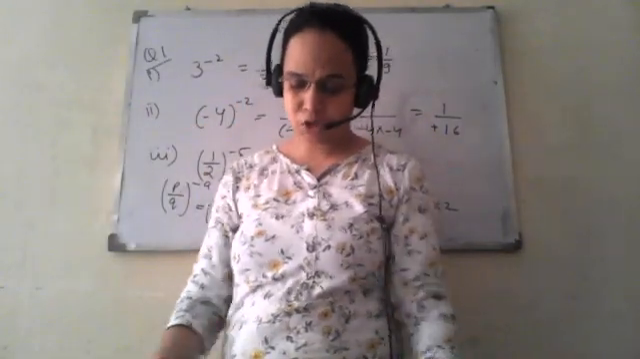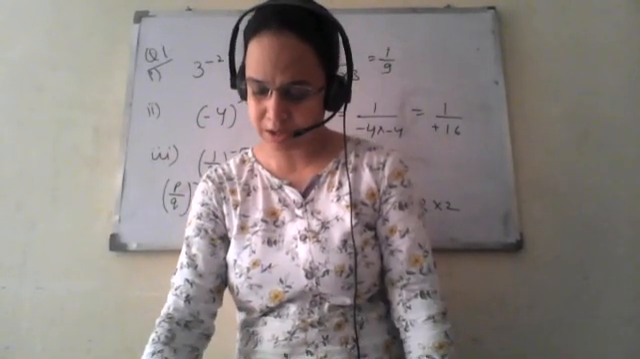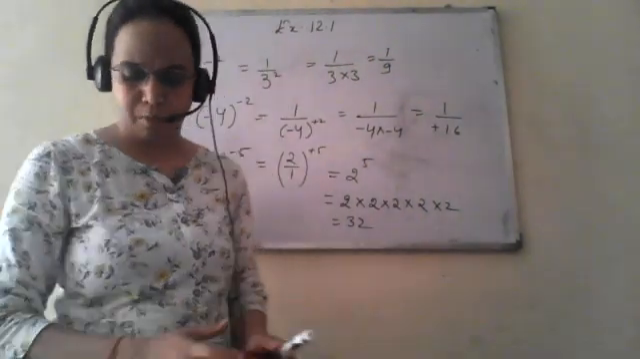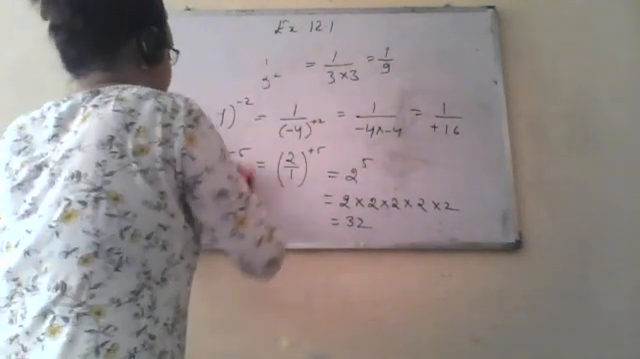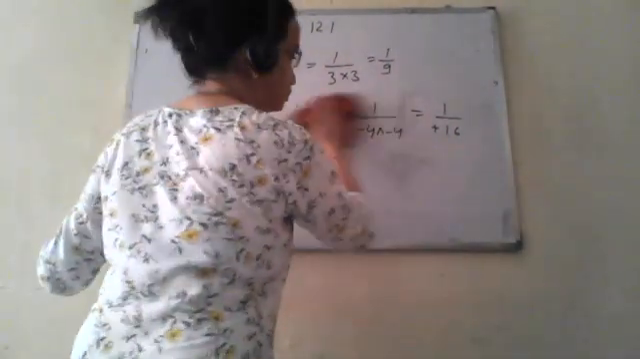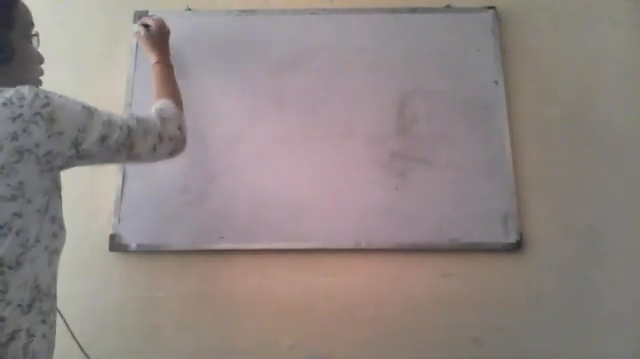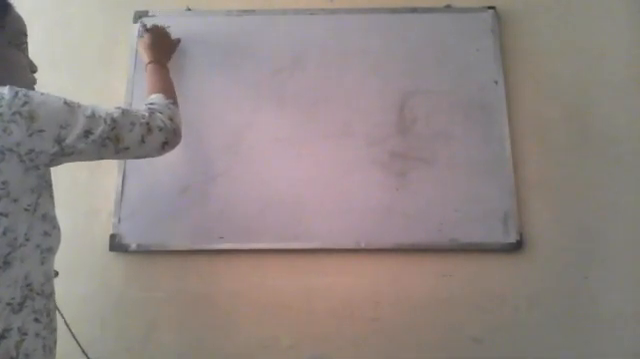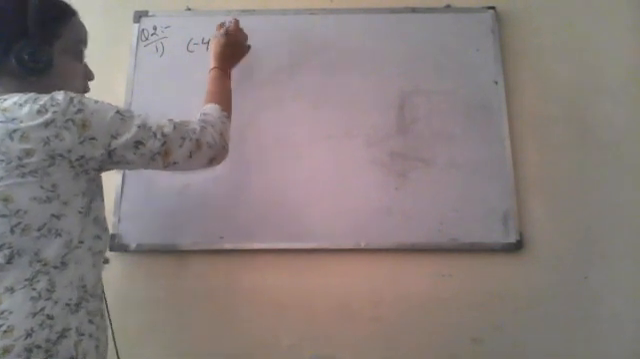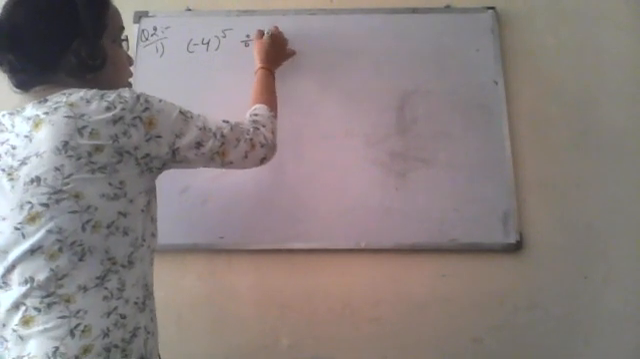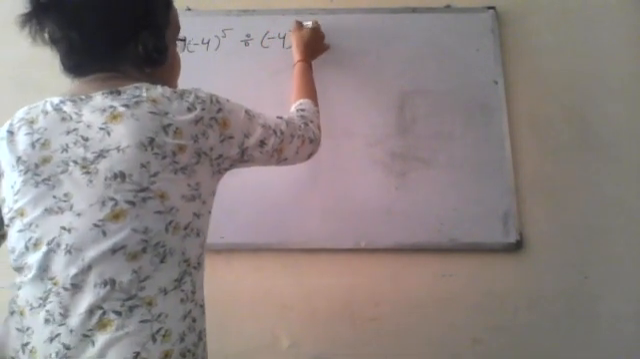Clear? Now second question, we have to simplify and express the result in power notation with positive exponents. We have to write the power in a positive exponent form. Here we have question number 2. So it is minus 4 to the power plus 5 divided by minus 4 to the power plus 8.